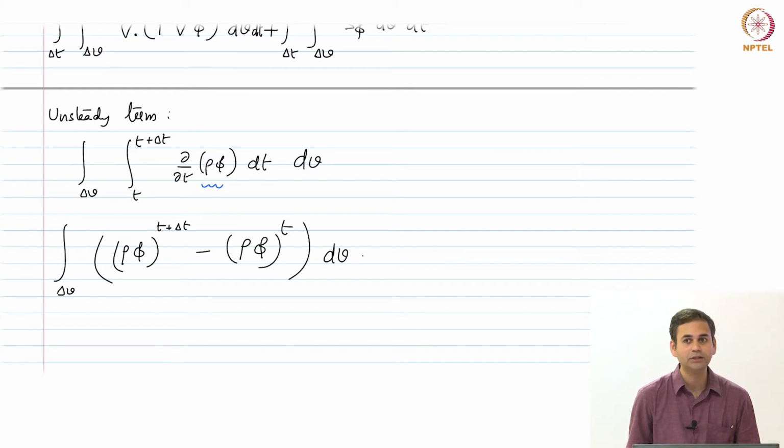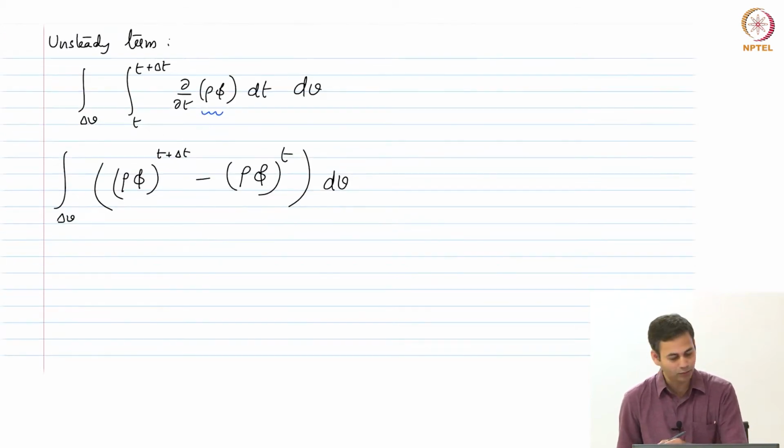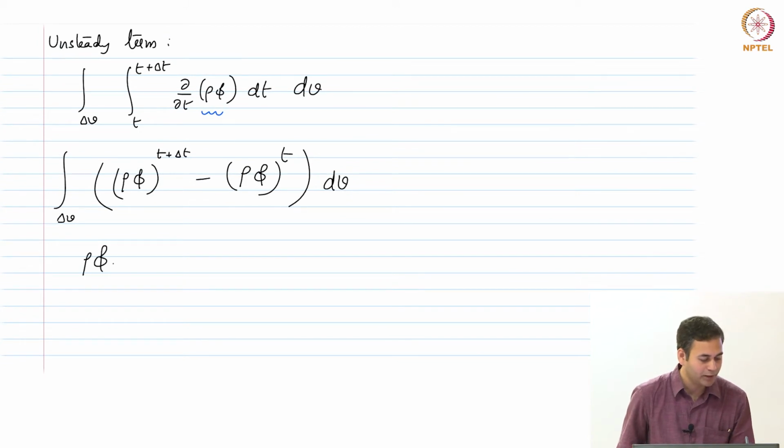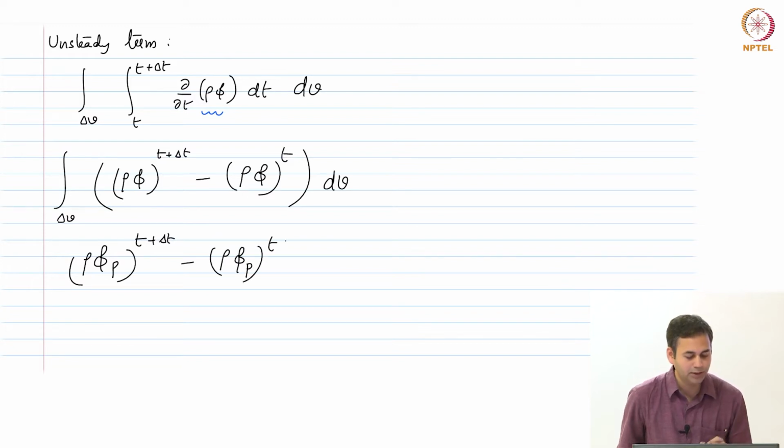Now, again I make an assumption, which is that rho phi is for a small control volume. So, I will say that for the particular control volume, the cell centroid value of phi p prevails over the entire cell. Essentially that means I can rewrite this, and I have an integration over the particular cell, or the particular control volume. So, I can rewrite this as rho phi p at t plus delta t minus rho phi p at t. This is basically the cell centroid value of phi p, and I am integrating on the control volume delta v. So, this would be times delta v.